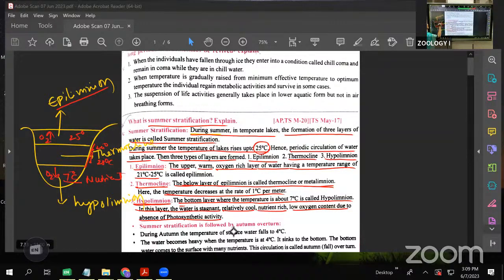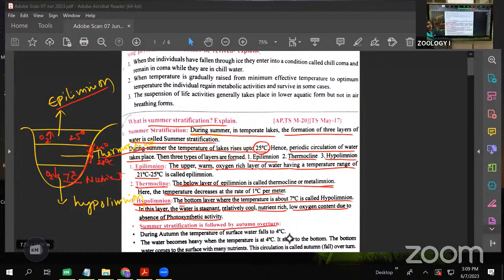The epilimnion is at 25 degrees centigrade, and more oxygen is present here. Below that is the thermocline, the middle layer. Going down from the epilimnion, the temperature decreases by 1 degree centigrade per meter. The last layer is called the hypolimnion. Here the temperature is 7 degrees centigrade, the nutrients are more, and oxygen is less. Clear?